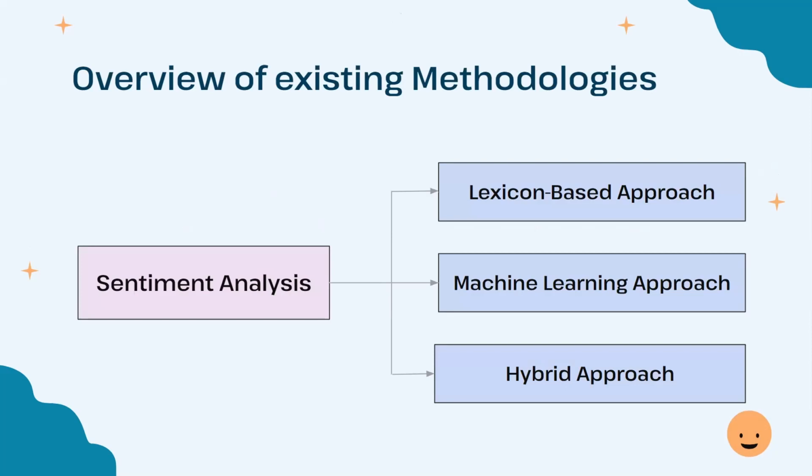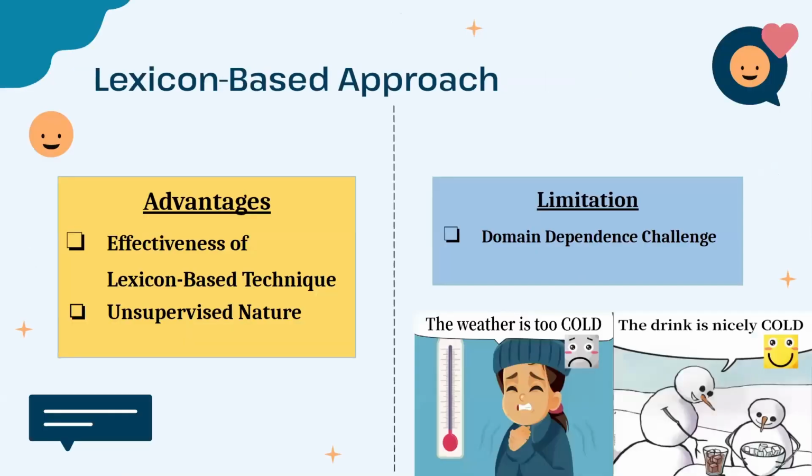In the background, we have multiple methodologies within the field of sentiment analysis, each offering unique insights and challenges. We have the lexicon-based approach, machine learning approach, and hybrid approach. First, the lexicon-based approach is good for its efficiency in sentence and feature-level analysis. It operates as an unsupervised method, sidestepping the need for training data.